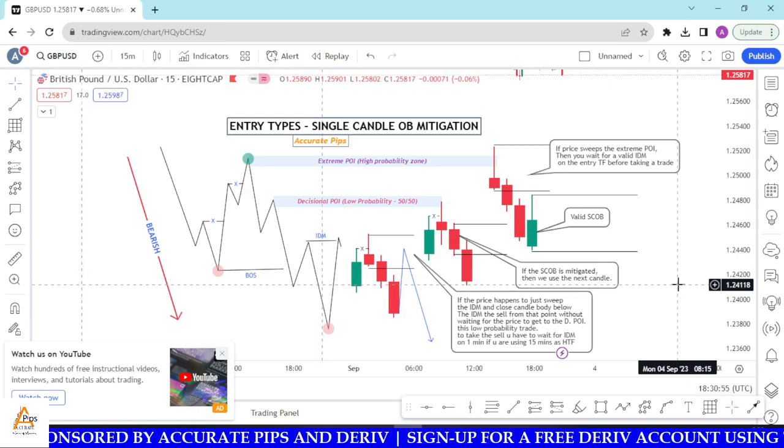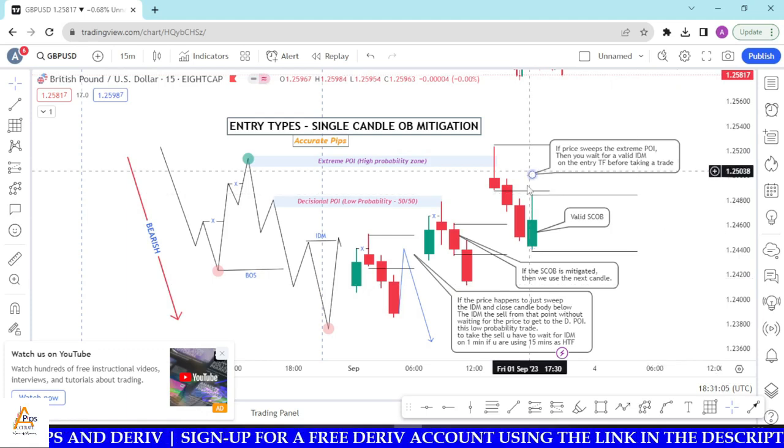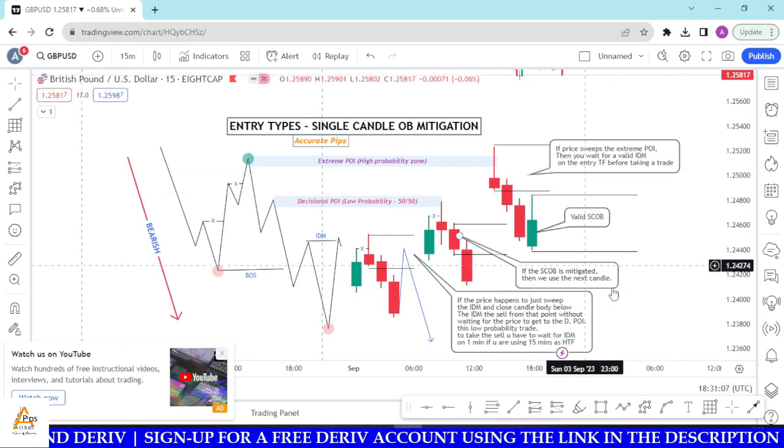Yeah, if you want to go to 1 minute. But if you want to just take the trade directly on the 15 minutes, then you just wait for this guy to be mitigated, and then you enter a straight entry. But I'm saying.